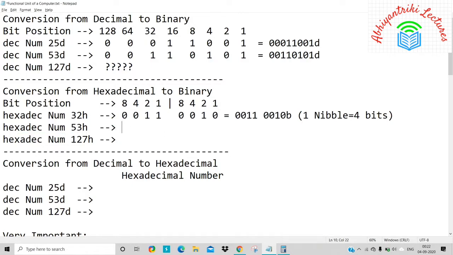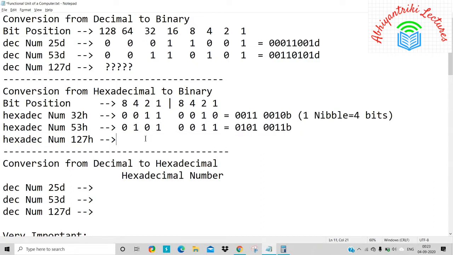0 1 0 1, okay, space, now take the second digit 3. So this is 5. Now take the second digit 3. So how do you write it now? 0 0 1 1. And now this is what? Binary: 0 1 0 1 space 0 0 1 1. This is binary. So here again, similarly 1 nibble is equal to 4 bits, right? So how many nibbles are there? 2 nibbles. Done.